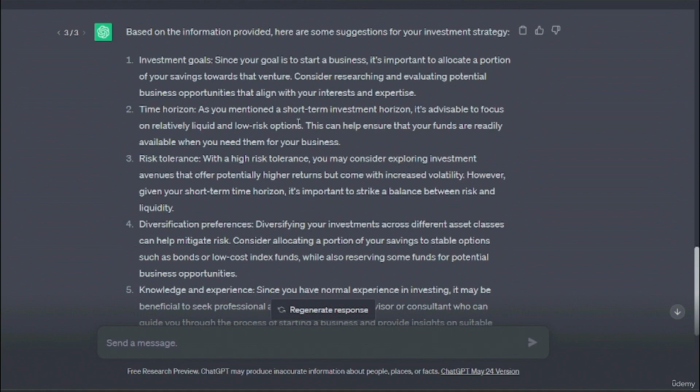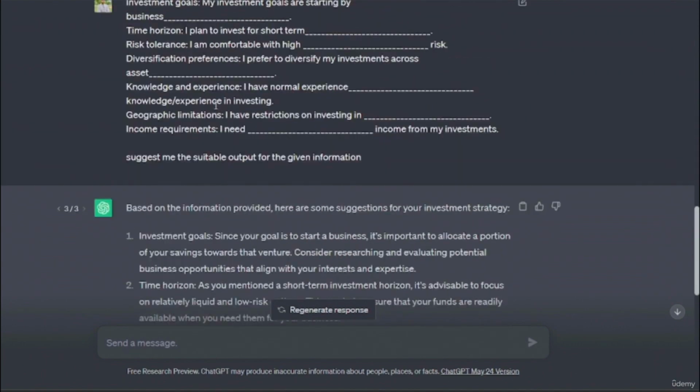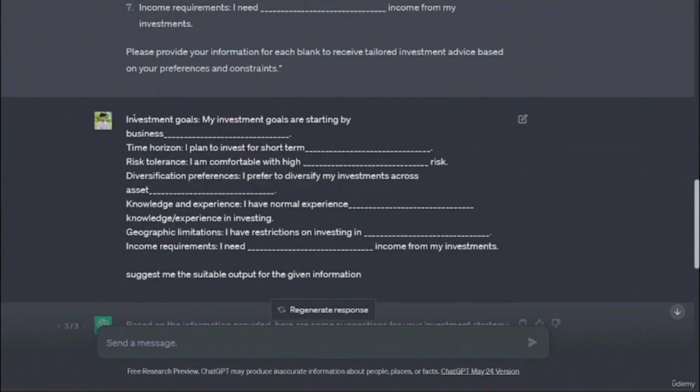So that is actually a very important point you need to note down. And it said it is advisable to focus on relatively liquid and low risk options. This can help ensure that your funds are readily available when you need them for your business. So as we move forward to the risk tolerance, just remember that we had a high risk tolerance. You may consider exploring investment avenues that offer potentially higher returns but come with increased volatility.